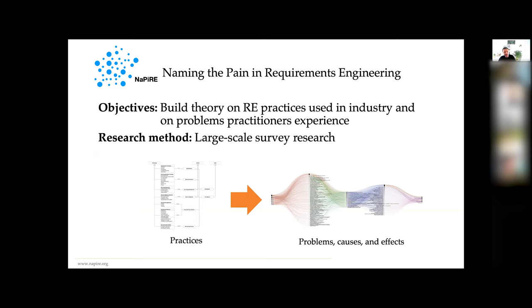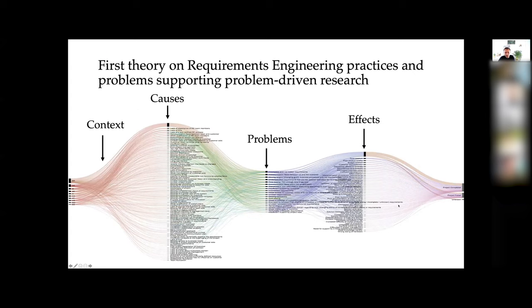And we run it every second year in order to build one theory about which practices are applied out there in industry and which problems might be associated with those practices. Now, one of the pictures you have seen before when I was talking about an exemplary theory for software engineering is the left picture. The right picture is just associated with this, visualizing all the problems that we have experienced in requirements engineering, and more importantly, the root causes for these problems.